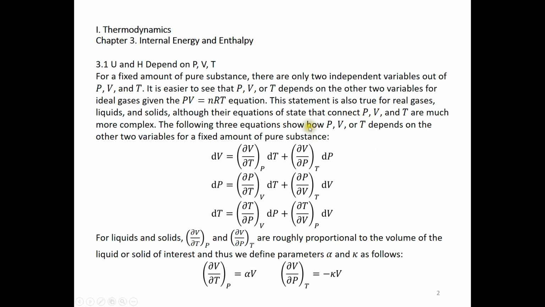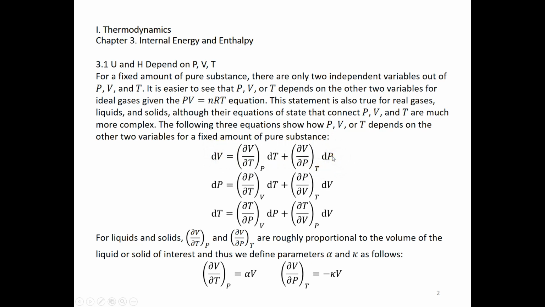Now let's look at three equations that show how PVT depends on each other. dV is (∂V/∂T) times dT plus (∂V/∂P) times dP. Pay attention to the subscripts over here. This means pressure is held constant. Over here, temperature is held constant. So we can examine this equation.